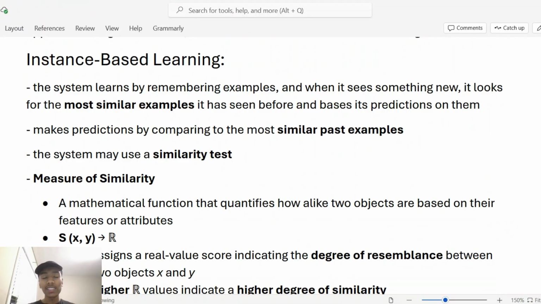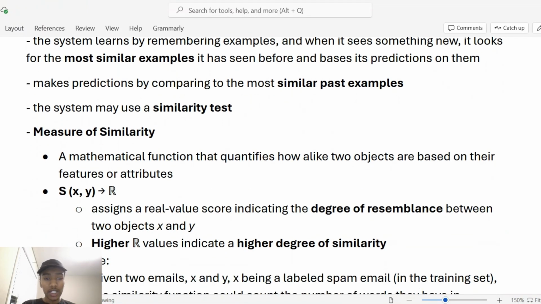And so for this one, it's less about determining a formula or a rule in order to solve the problem. It's more about taking a look at how similar the instance that we're being given is to the previous instances, the past examples. And so the system may use a similarity test in order to see how similar a new instance is to previous instances that it has been given in the training set.